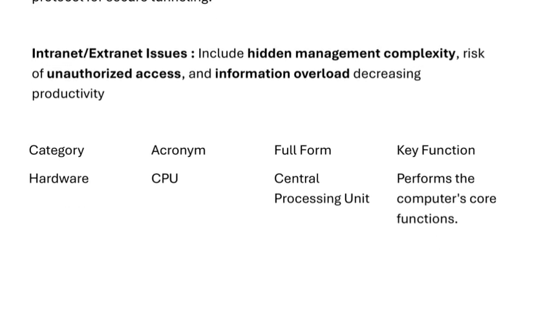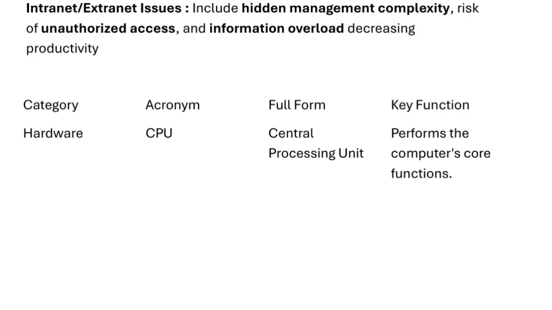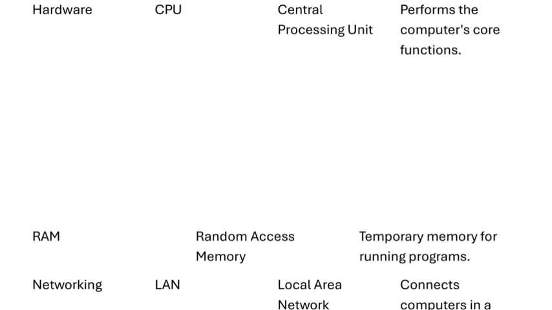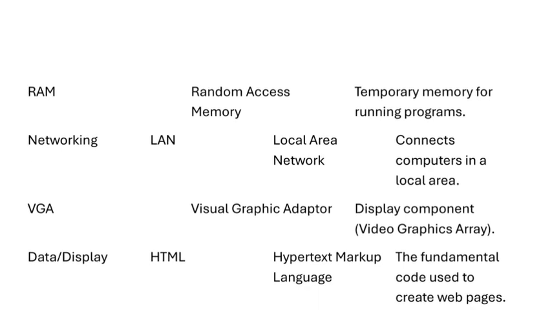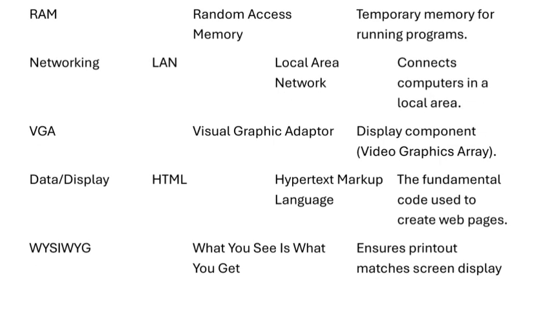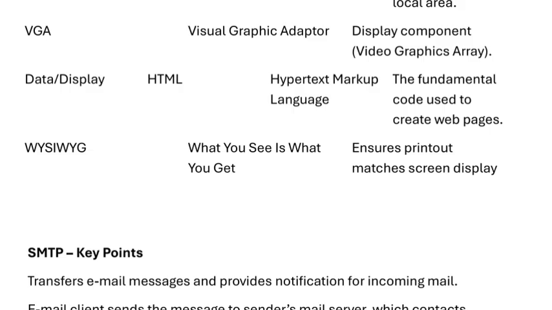Intranet/extranet issues include hidden management complexity, risk of unauthorized access, and information overload, decreasing productivity. Category, acronym, full form, key function. Hardware: CPU, Central Processing Unit, performs the computer's core functions. RAM, Random Access Memory, temporary memory for running programs. Networking: LAN, Local Area Network, connects computers in a local area. VGA, Visual Graphic Adapter, display component, Video Graphics Array.